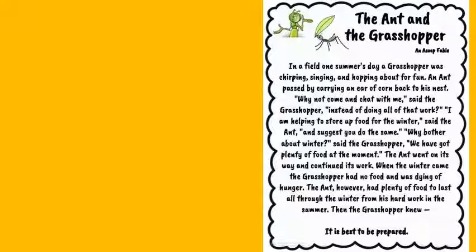When the winter came, the grasshopper had no food and was dying of hunger. The ant, however, had plenty of food to last all through the winter from his hard work in the summer. Then the grasshopper knew it is best to be prepared.